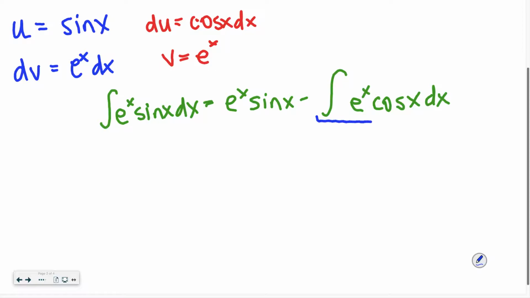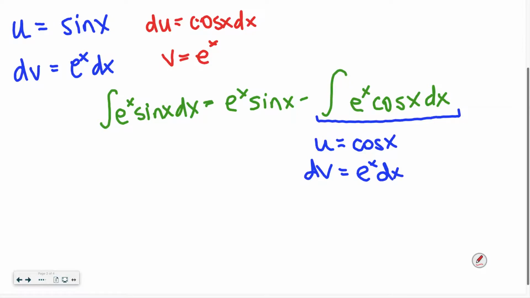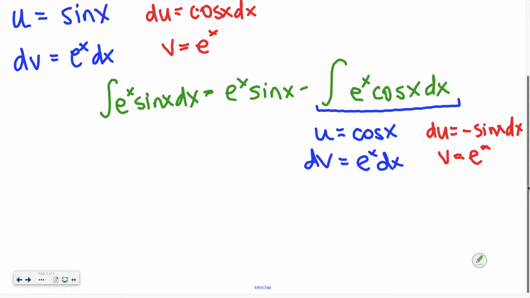So now let's talk about this guy right here. We could pick cosine of x to be u, and e to the x dx to be dv. Which means du is what? The negative sine x dx. And v is e to the x. Ready for some excitement? Better do it again.